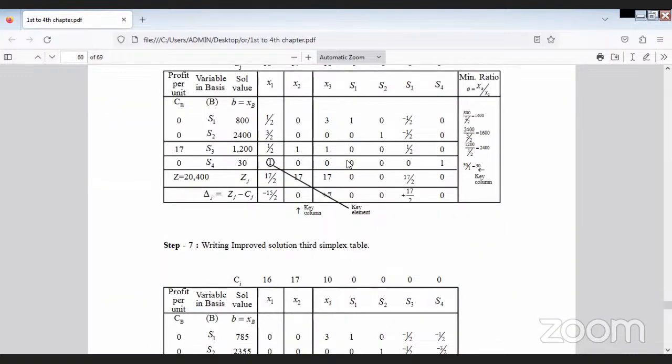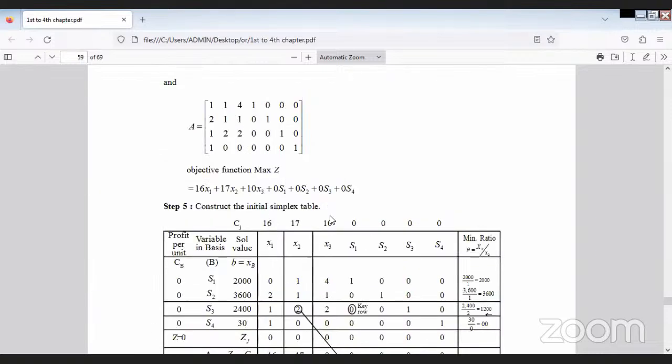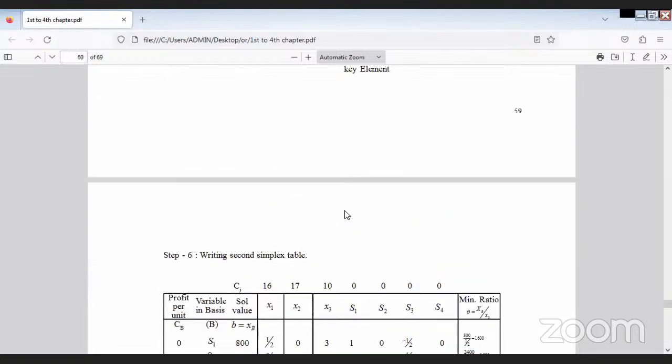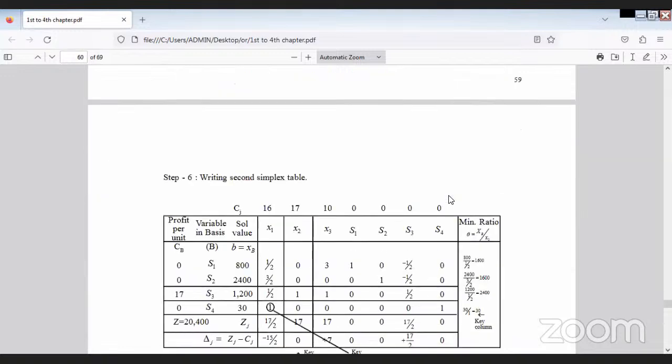So that is 30 1 0. We are forming the simplex table s1 s2 s3 and s4, so 0 0 1 0 1 0 17 and also 3 1 0 0 0 1. So writing the second simplex table, this is the first simplex table. Consider the initial simplex table, and that is the second simplex table 16 17 10 0 0 0. On that basis we are taking the values 800 by 1 by 2, 2400 by 3 by 2, 1200 by 1 by 2 and 30 by 1.